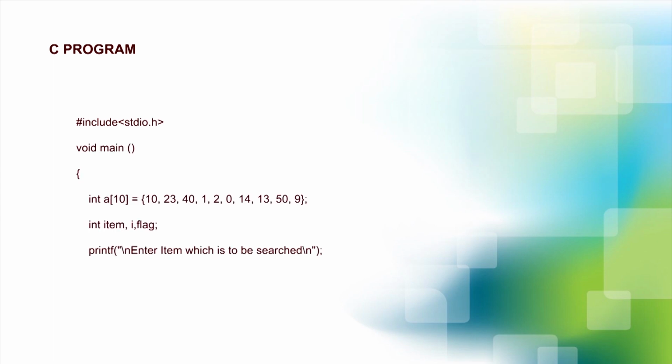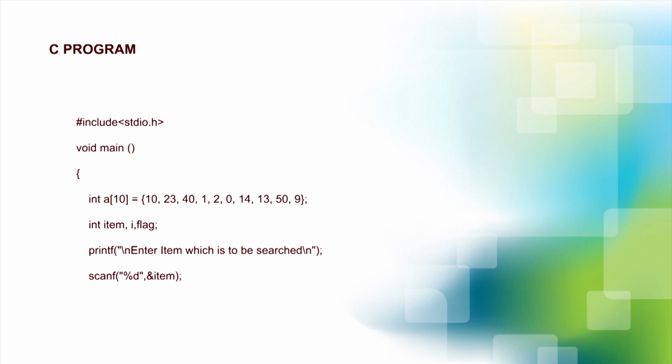Here you take int a, and inside the brackets an array of 10. As I told you, an array is a static, predefined memory allocation. You have to specify how many nodes you require for the operations. Before starting the operation, you pass the size of the array, that is 10, and after that you can statically write all the values with the help of commas: 10, 23, 40, 1, 2 like that.